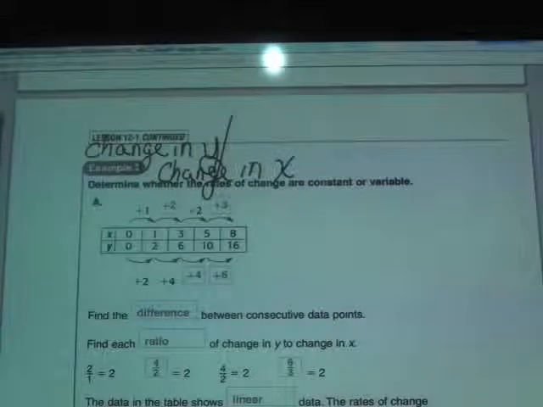Notice when we reduce each of these fractions, they all reduce to the exact same thing, 2. Because they all represent a change of 2, that means the rate of change is constant. Constant meaning the answer is the same each time. Variable would mean somehow at some point at least one of them is different, or maybe they're all different. But these are all 2, so they're all the same. That means there's a constant rate of change. When you have a constant rate of change, what you have is a linear function or a linear equation.